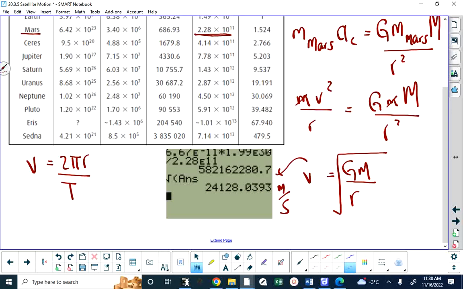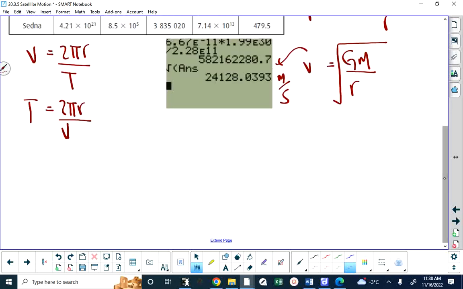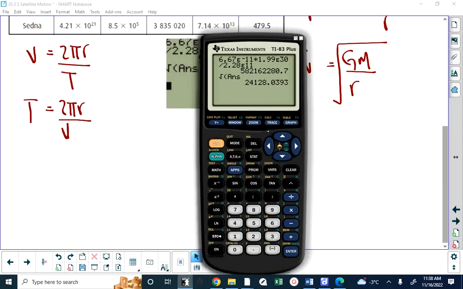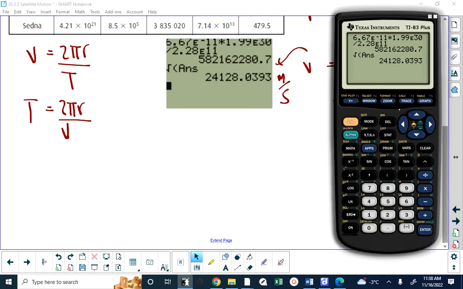Now what we can do is calculate the period. 2 pi r over t equals v. Rearranged becomes t equals 2 pi r over v. And again, this is at least the third set of calculations like this, so I'm not writing this down. Hopefully you're getting the drift of what we're doing here. So now I go 2 times pi times the orbital radius, which was 2.28 times 10 to the 11, divided by that speed, 2 pi r over the speed, gives me that many seconds.